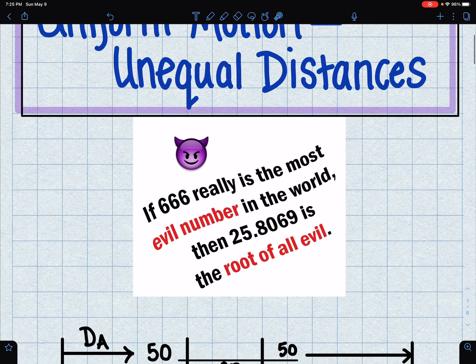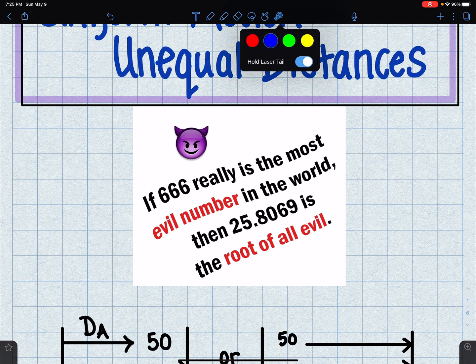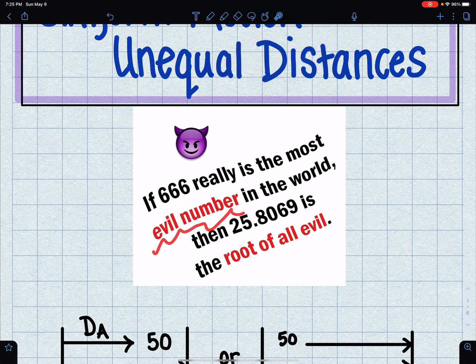So no problemo. All right, here's something to think about. If 666 really is the most evil number in the world, then 25.8069 is the root of all evil. Get it? It's the root of all evil.